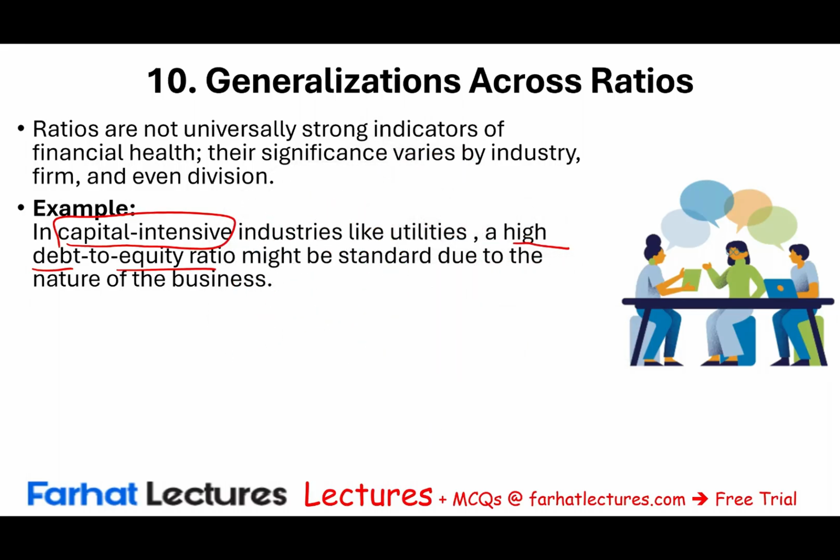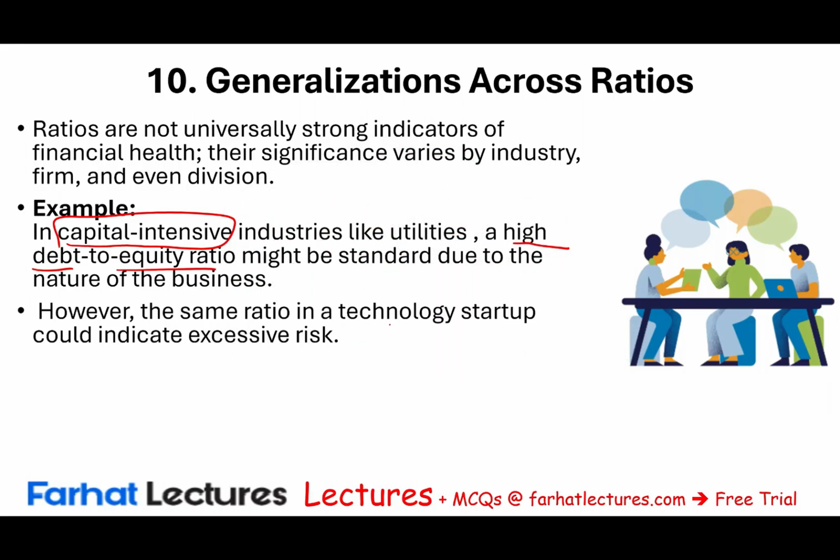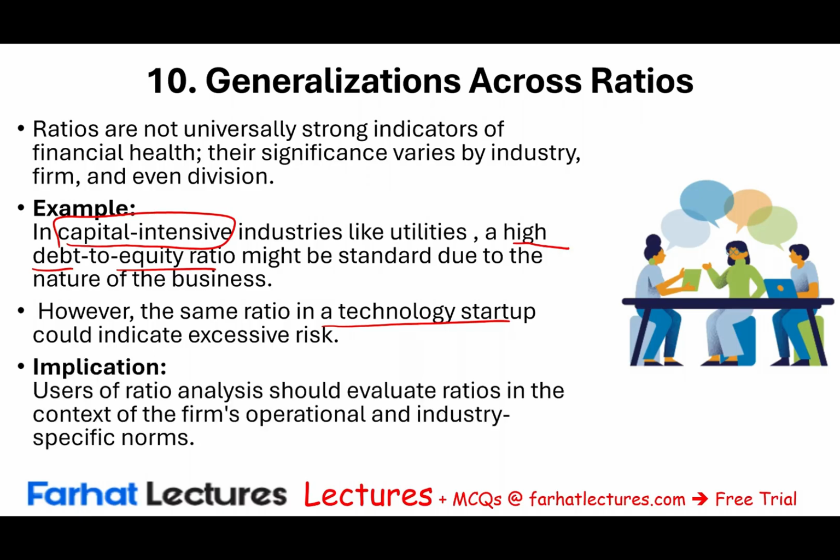It's capital intensive. The same ratio in a technology startup could indicate excessive risk. Therefore, you cannot say, well, this company, for example, the utilities company, has a high debt to equity, it's not good. Well, that's the nature of the beast. That's how they operate. If this high debt to equity figure was in a technology startup, then it's risk. So users of ratio analysis should evaluate ratios in the context of the firm's operations and industry specific norms. We're kind of saying the same thing, but it's good to look at it from a different perspective.